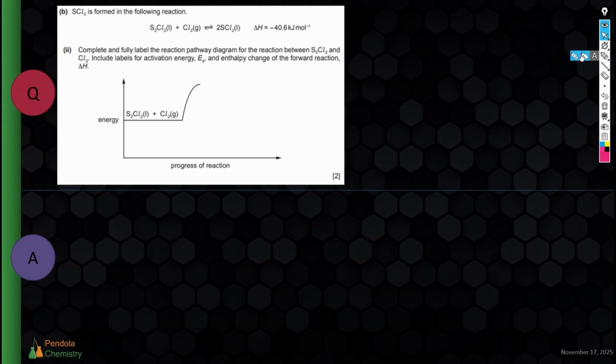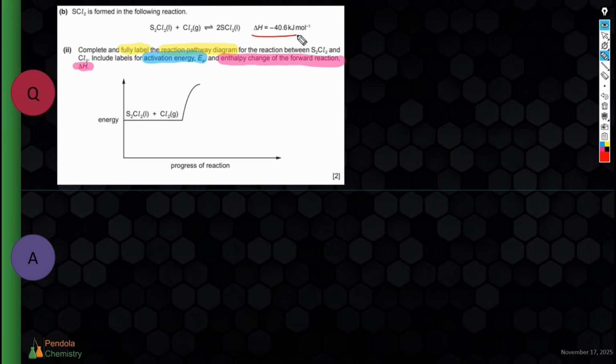So what they're telling us here is that we need to draw and complete a fully labeled reaction pathway diagram, emphasis on fully labeled, and we need to include two things here. We need to include the activation energy, EA, and we need to include the enthalpy change for the forward reaction. And why is there forward reaction? We'll talk about the difference between a forward and a reverse reaction in a later chapter when we do equilibrium. But it just means of the reaction itself. Now, what we can get from the information they have given us is actually very important, because up here we see, oops, let me make that smaller.